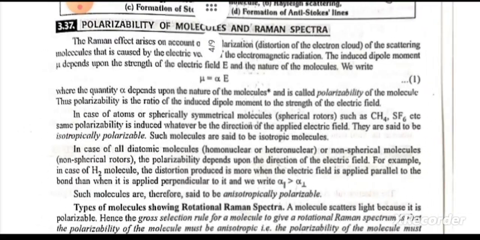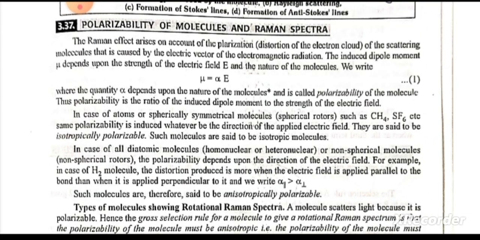3.37 Polarizability of molecules and Raman spectra. The Raman effect arises on account of the polarization distortion of the electronic cloud of the scattering molecule, and that is caused by the electric vector of the electromagnetic radiation. The induced dipole moment mu depends on the strength of the electric field E and the nature of the molecule. We write mu equals alpha E, equation 1, where the quantity alpha depends on the nature of the molecule and is called the polarizability of the molecule. Thus, polarizability is the ratio of the induced dipole moment to the strength of the electric field.